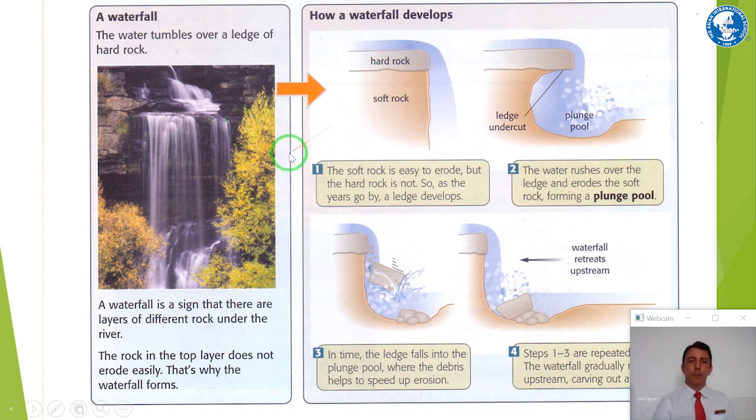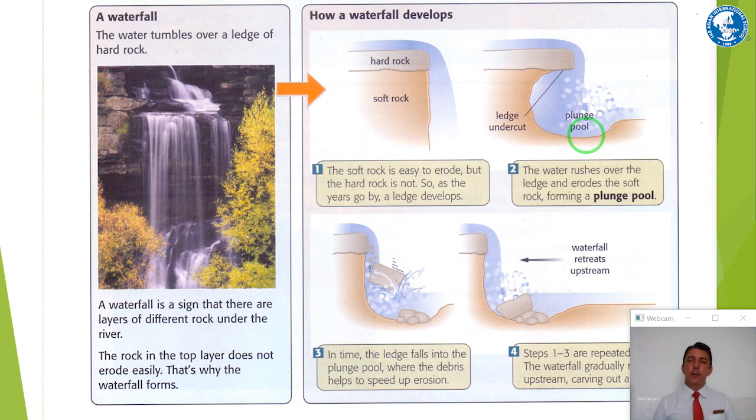So number one, the soft rock is easy to erode, but the hard rock is not. So as years go by, a ledge develops. In the second picture, we can see the ledge hanging over a plunge pool. And the plunge pool is a deep pool at the bottom of the waterfall, formed by the force of the water. So number two, the water rushes over the ledge and erodes the soft rock, forming a plunge pool. Number three, in time, the ledge falls into the plunge pool, where debris helps to speed up the erosion.